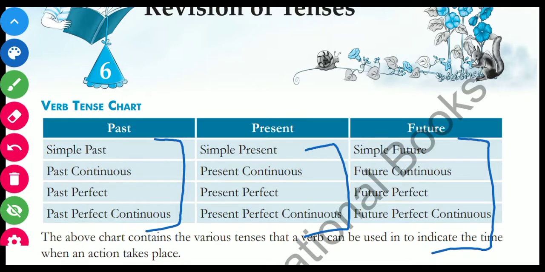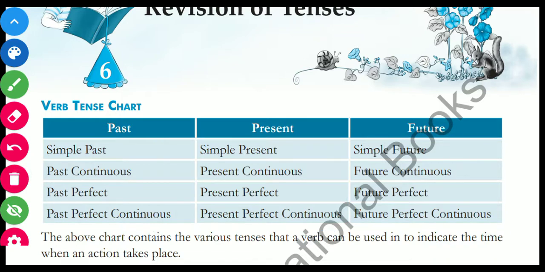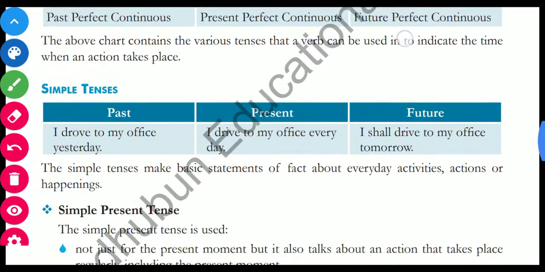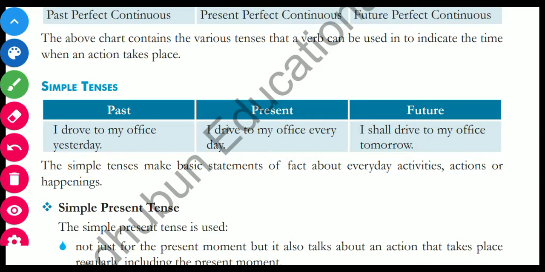But in class 6th, we will be studying only 6 tenses. What are they? Simple past, simple present, simple future, past continuous, present continuous and future continuous. You will be learning 6 tenses. Now let us come to simple tense. What are simple tenses?